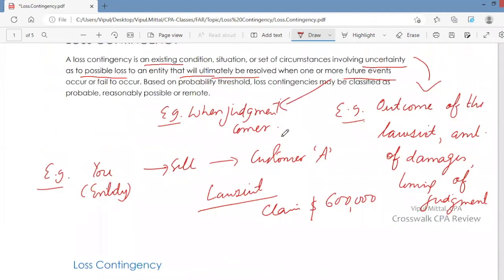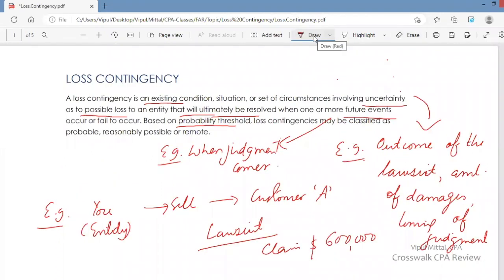Now, based on probability threshold, loss contingencies may be classified as probable, reasonably possible, or remote. So you classify loss contingencies as probable, reasonably possible, or remote, and this is based on probability threshold. On the basis of probability threshold, what is the probability of loss? Is it probable, reasonably possible, or remote?